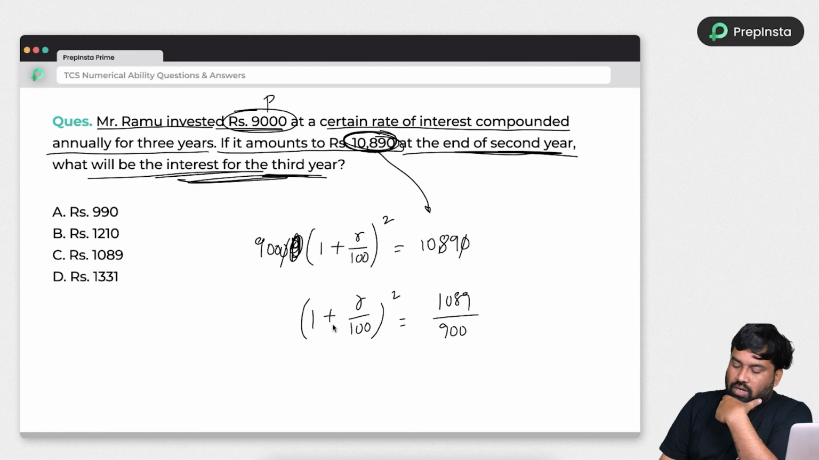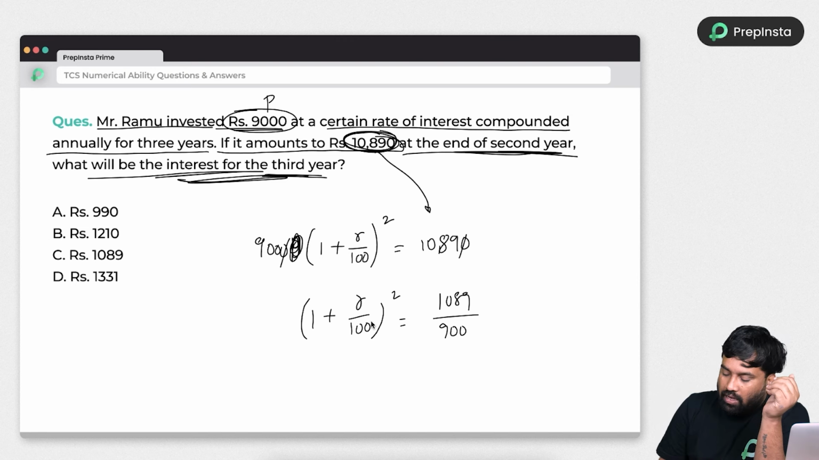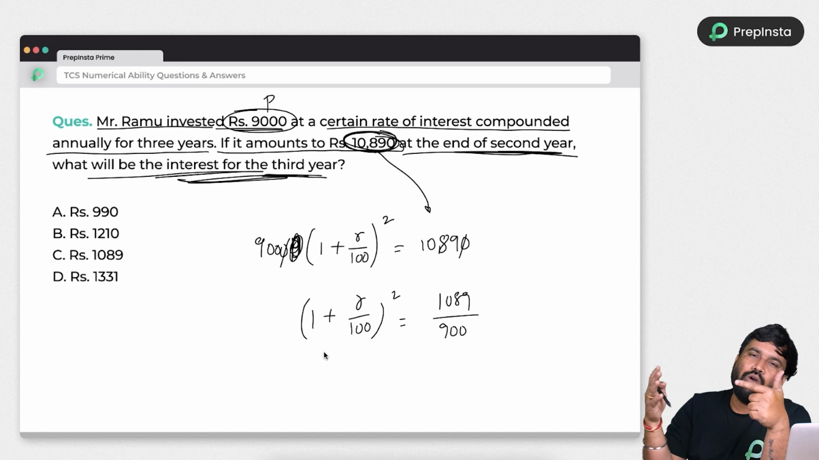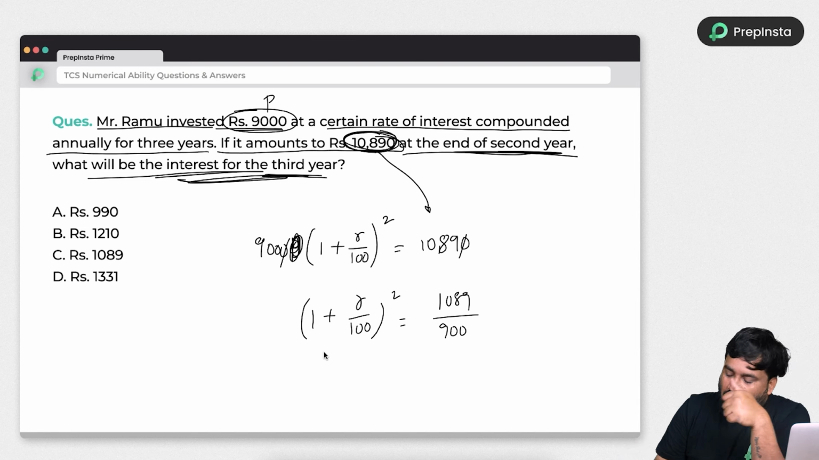So many people will do this: (1 plus R by 100) whole square, they will expand. It is a wrong approach. Remember always, if on our left hand side we have any square terms or anything in aptitude, on the right hand side you need to make it a square so that you can easily do the problems. And if I see here, 9 is there, and in the numerator also 1 plus 0 plus 8 plus 9, which is 18. So it is also a 9 multiple.